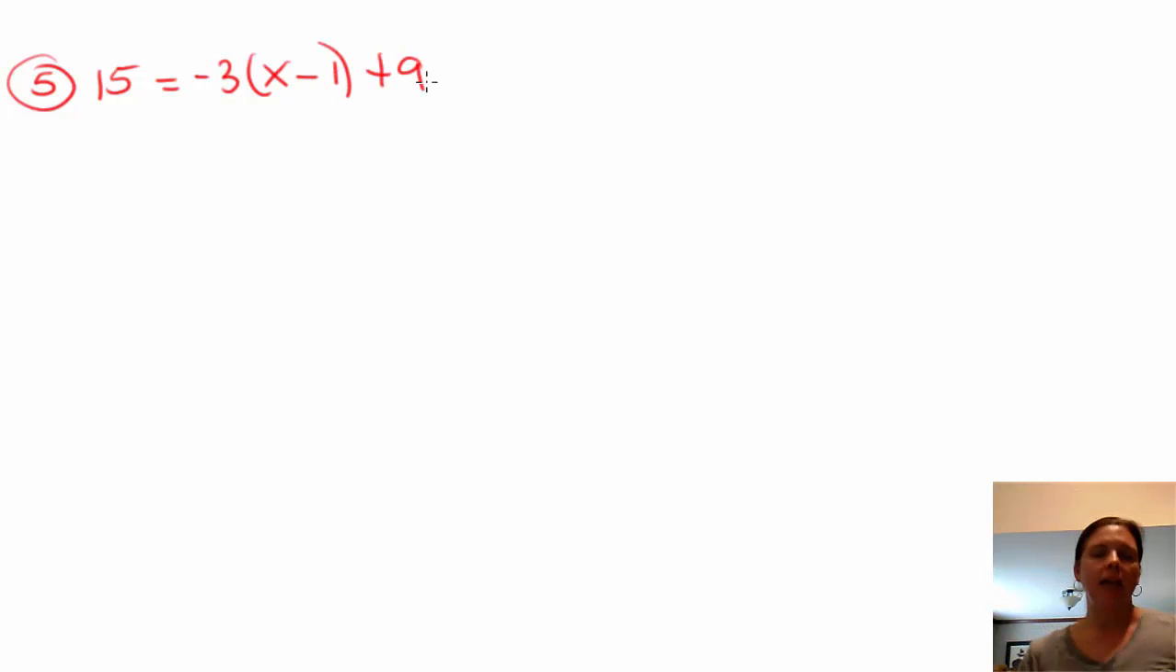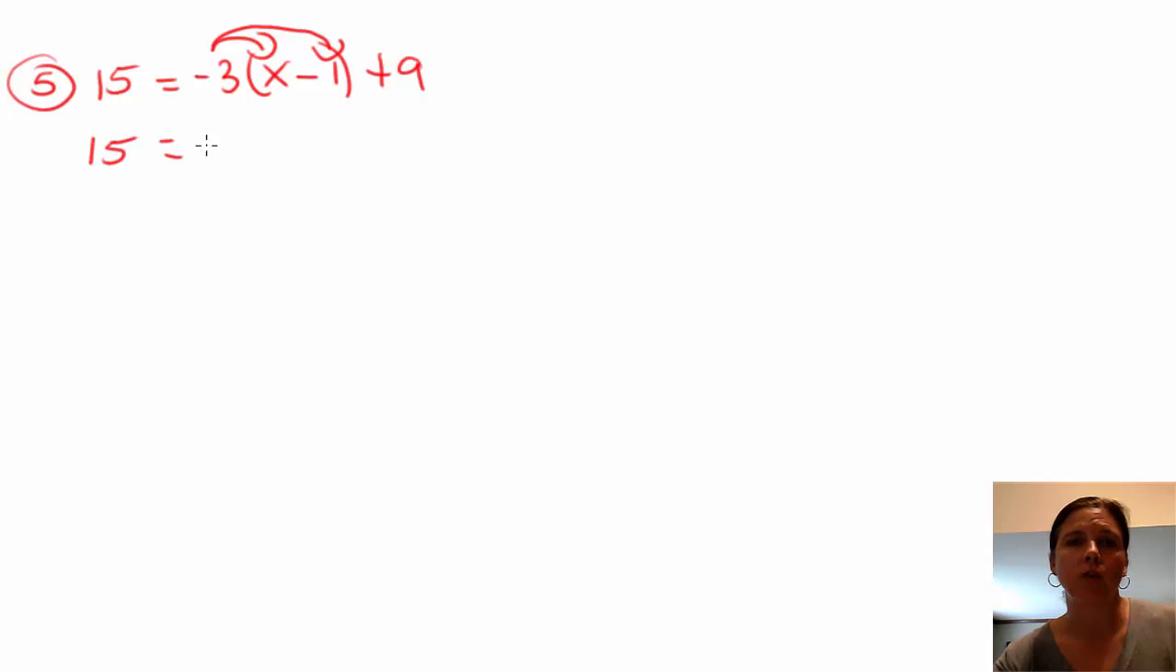Next one. Number 5. 15 equals negative 3x minus 1 plus 9. Now there's different ways you could start this. I'm just going to start by distributing. You could start by subtracting the 9 over if you wanted. I think that makes it a little bit more confusing, but if that makes sense to you, go ahead. So we're going to have 15 equals negative 3x plus 3 and then plus 9.